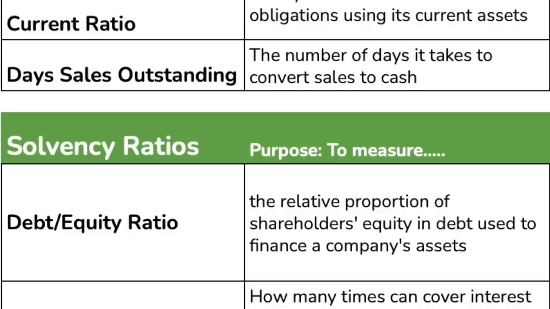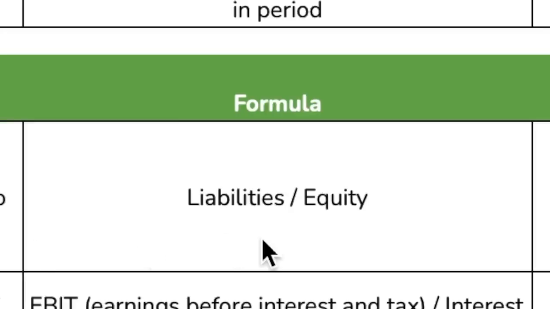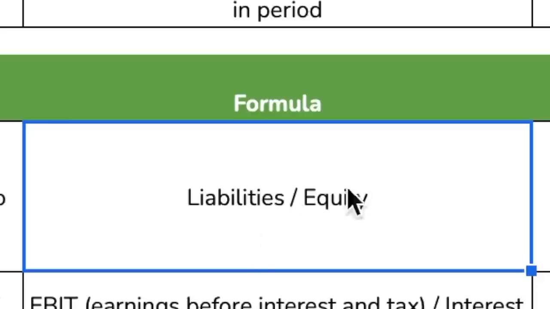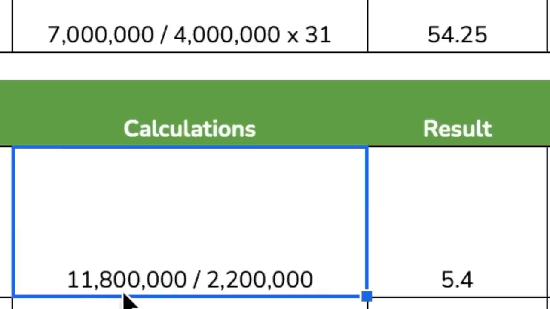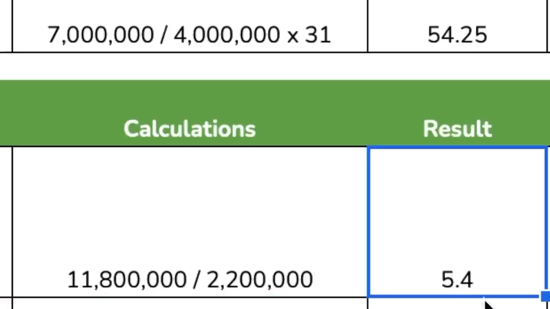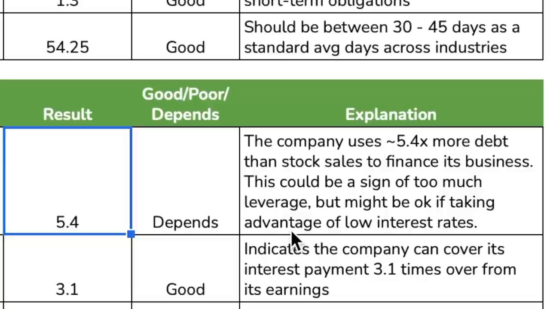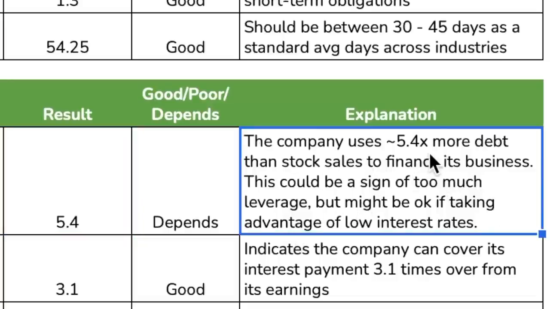And this is a financial metric called the debt to equity ratio, which is the relative proportion of shareholders' equity and debt used in financing the company's assets. So the formula for it is liabilities divided by equity. If we apply this here, liabilities is $11.8 million divided by equity, which is $2.2 million, and it gives us a result of 5.4. So this number, 5.4, is saying that the company is using 5.4 times more debt than stock to finance its business.